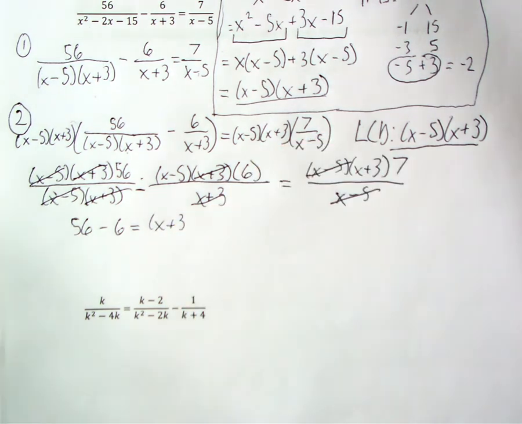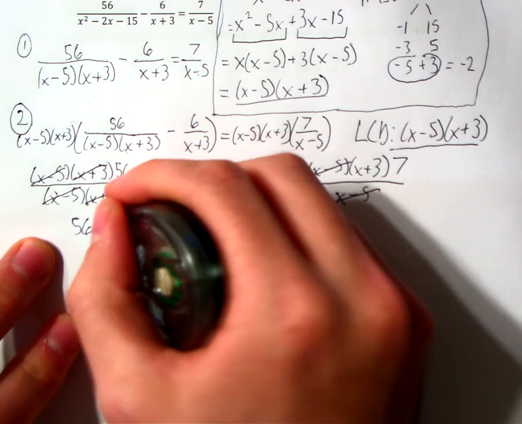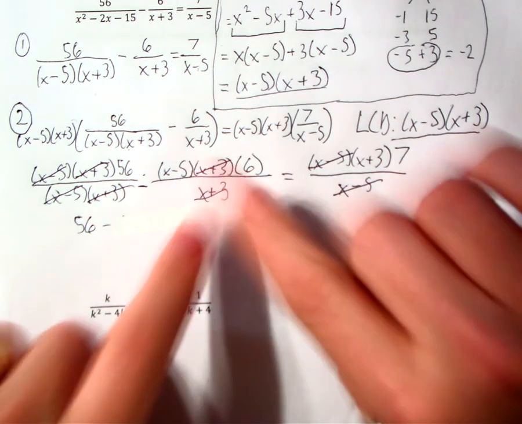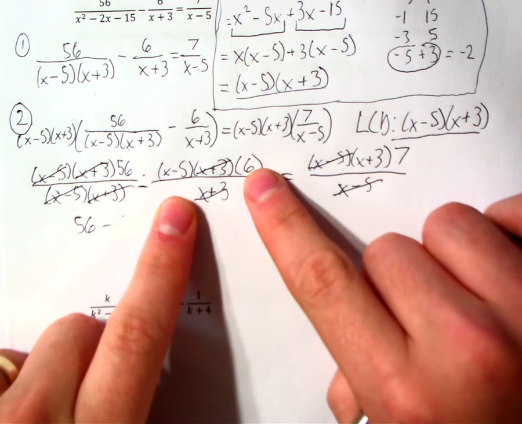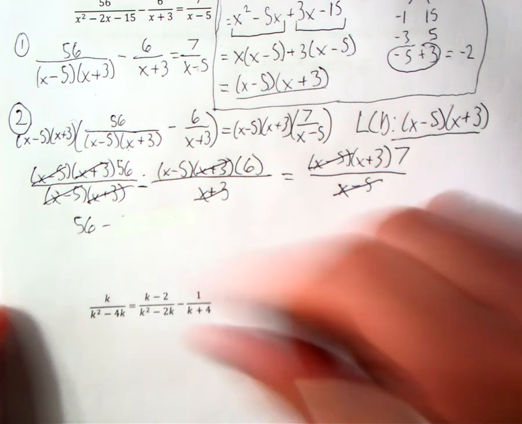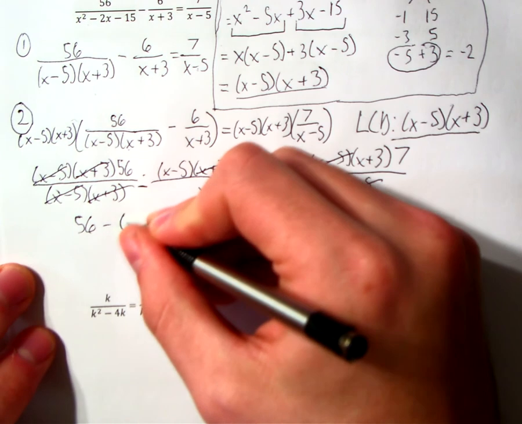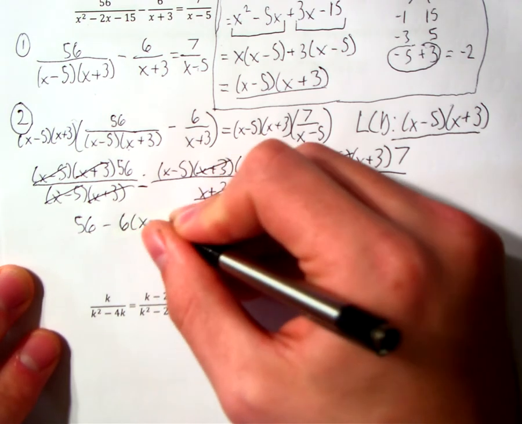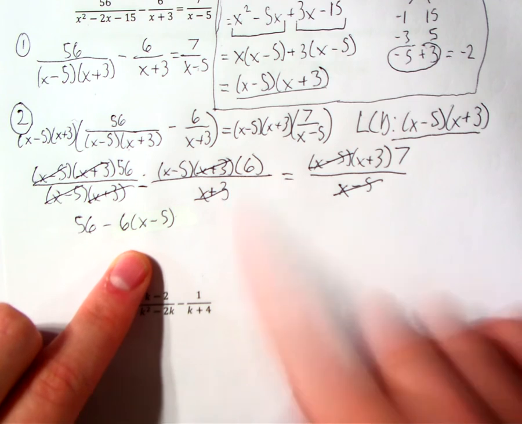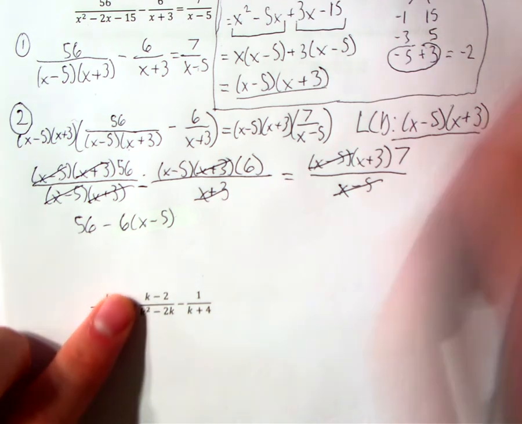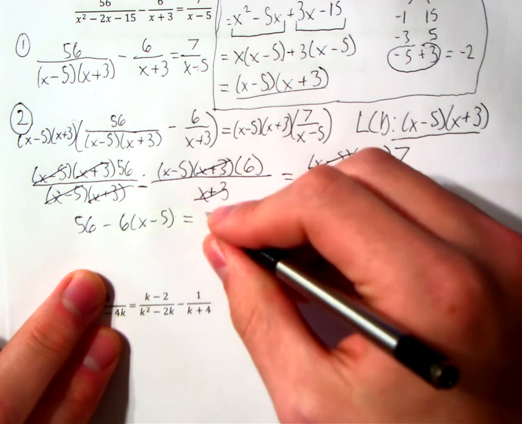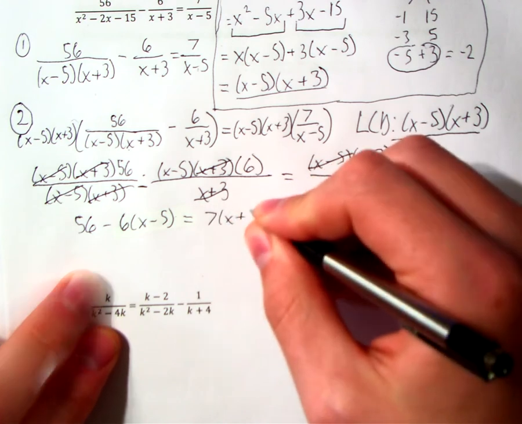Let me correct this mistake. I just saw it. My mistake was this. Let's go back to this rational expression. 6 was not the only thing that was left. This x minus 5 was also left. So, I'm glad I caught that before I went too far. 6 times x minus 5 is what's left from this rational expression. And then, finally, I've got 7. That all equals 7 times x plus 3.